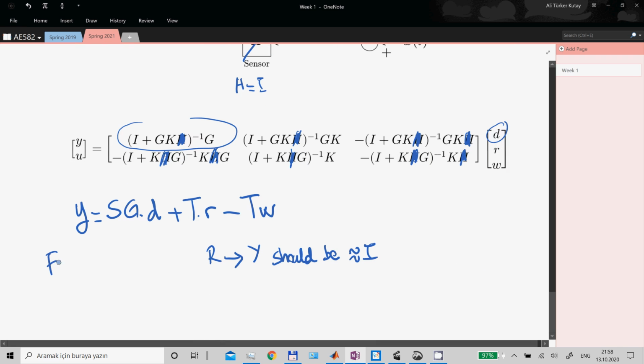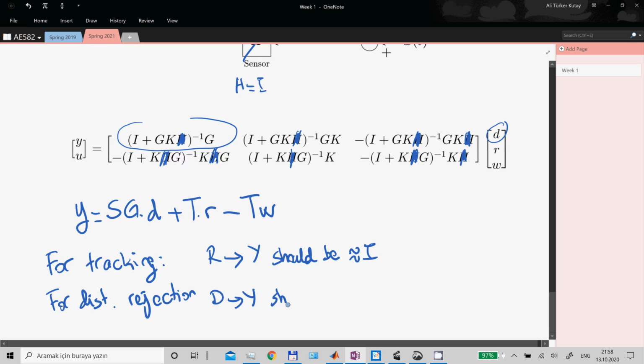Okay, for tracking and for disturbance rejection, so disturbance is D, and this should be eliminated. So G is the transfer function for my plant. I cannot change that, but I can play with S. So for good disturbance rejection, I want S to be as close as possible to 0. So the transfer function from D to Y should be as small as possible, which means the sensitivity transfer function should be a lot smaller than the identity system.